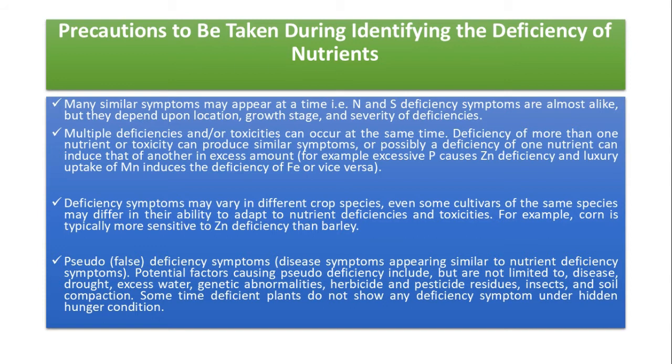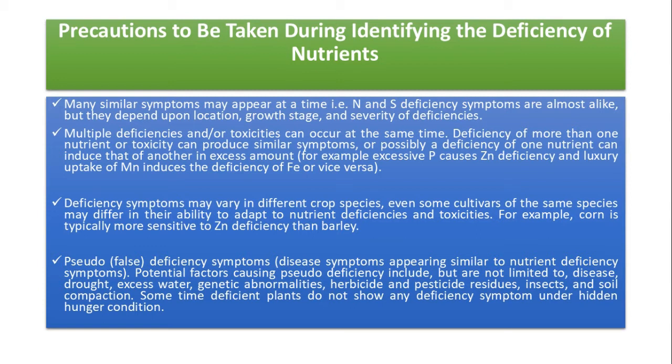Precautions to be taken during identifying the deficiency of nutrients. Number one, many similar symptoms may appear at a time, that is, N and sulfur deficiency symptoms are almost alike, but they depend upon the location, growth stage, and severity of deficiencies. Multiple deficiencies and or toxicities can occur at the same time. Deficiency of more than one nutrient or toxicity can produce similar symptoms, or possibly a deficiency of one nutrient can induce that of another in excess amount.